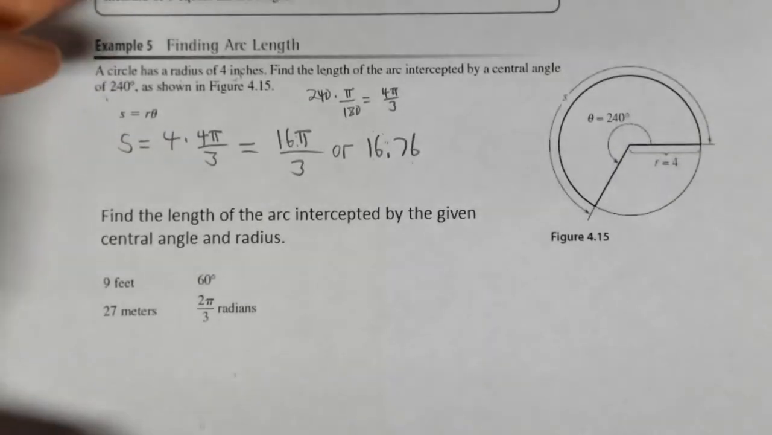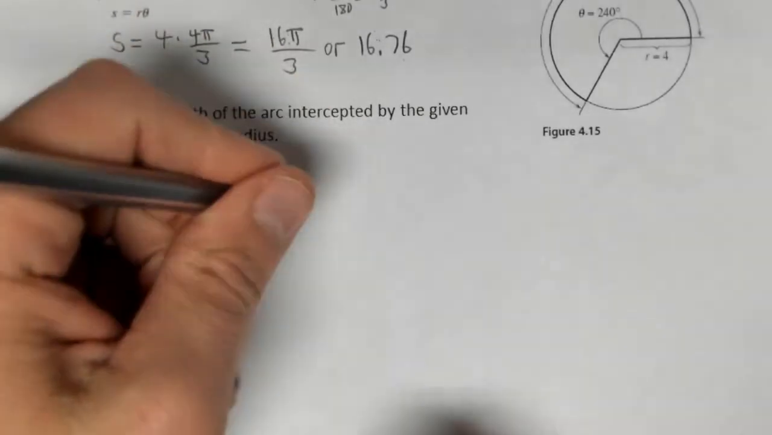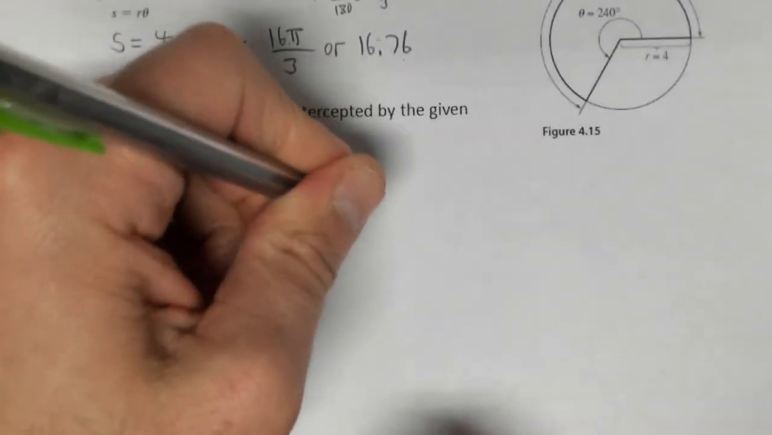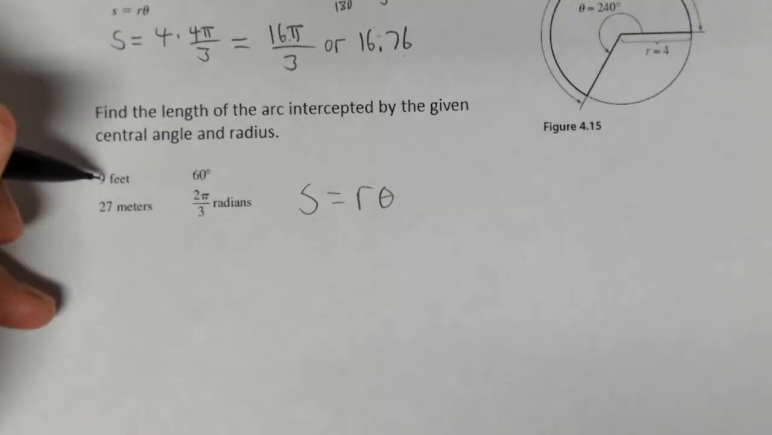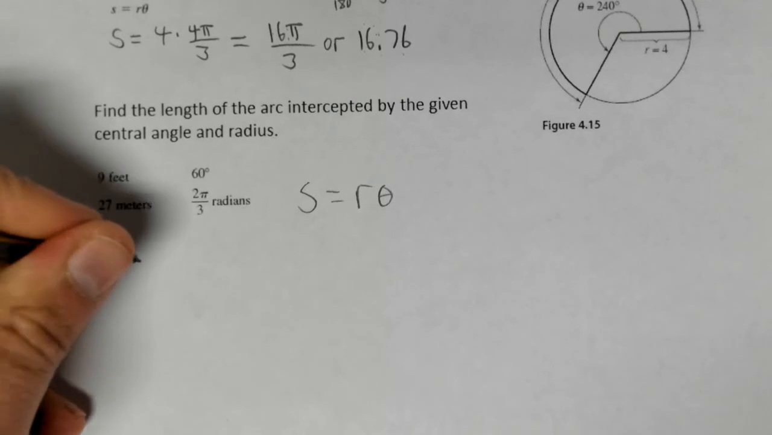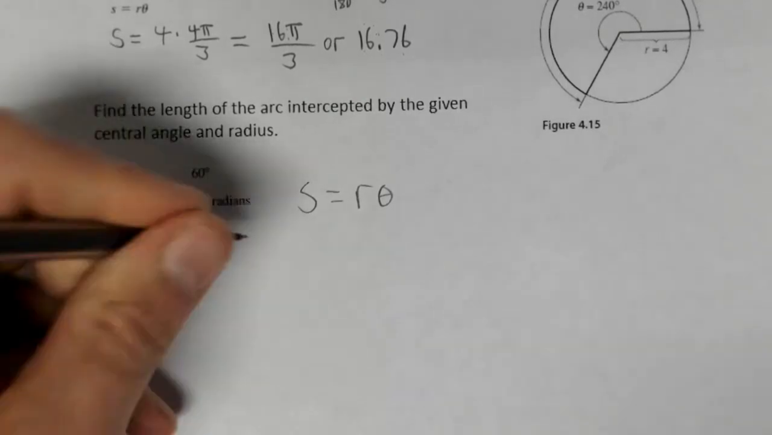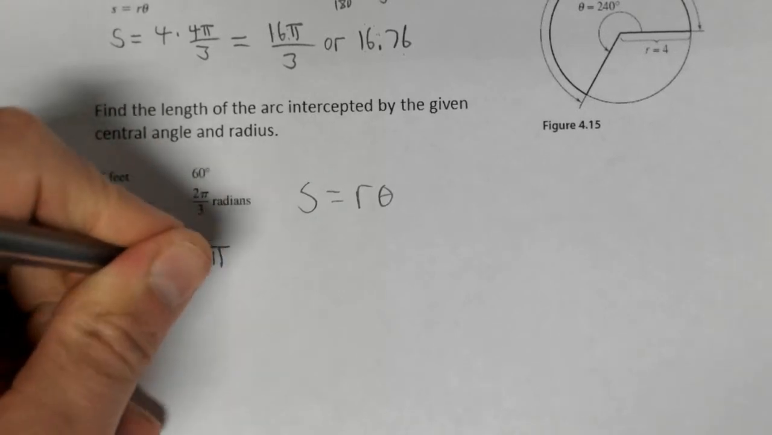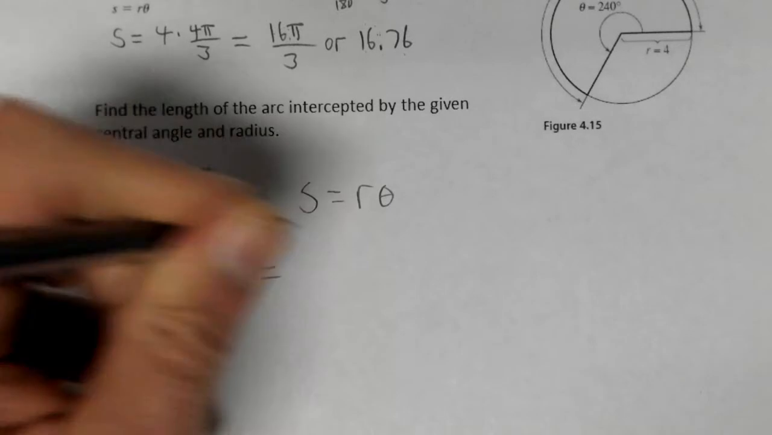Okay, so a couple more now. We're finding the arc length. So once again, remember, the arc length equals the radius times the central angle. And so for the first one, 9 feet, 60 degrees. That's going to be S is equal to 9 times. I want to change 60 to radians, which is pi over 3. And so that would be equal to 3 pi.